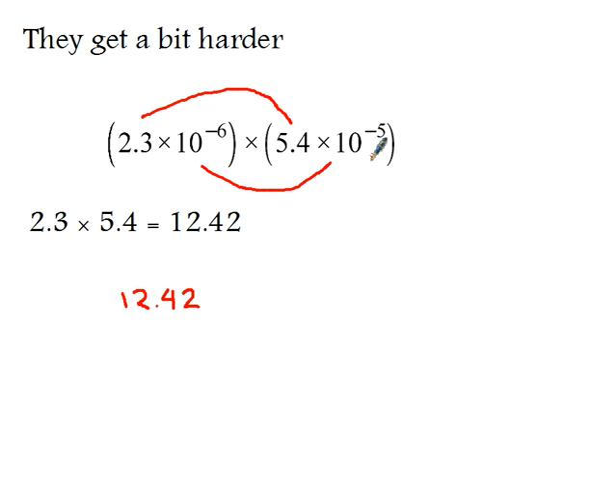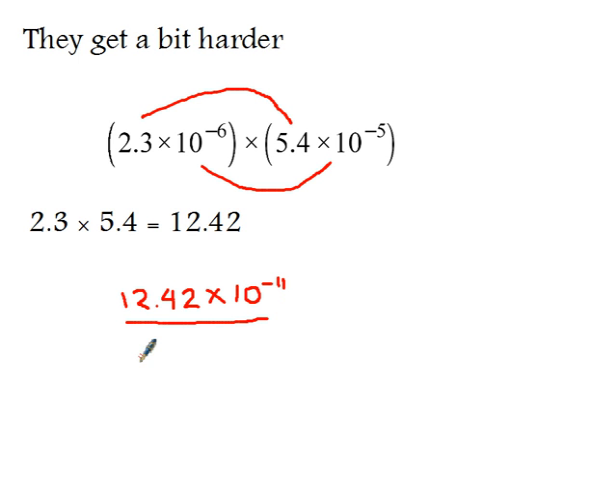10 to the negative 6 times 10 to the negative 5th. Again, I'm simply multiplying powers, in which case I add the exponents. That's equal to 10 to the negative 6 plus negative 5, which is negative 11. Now I have a problem. This number right here is not in proper scientific notation. I have 12.42 times 10 to the negative 11.